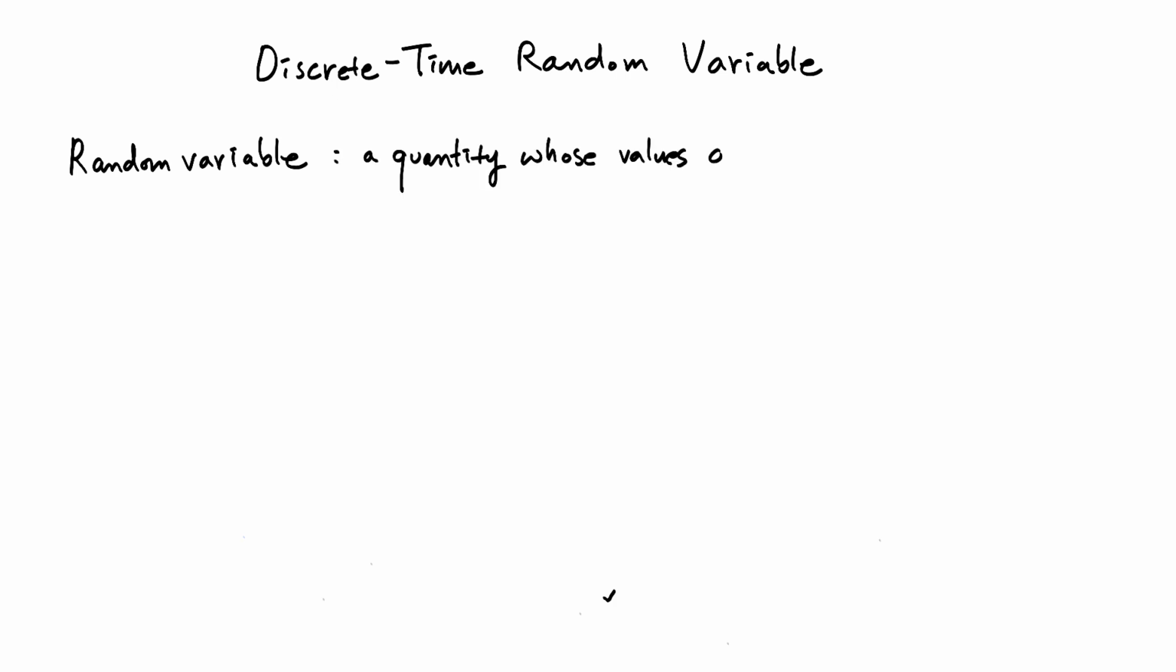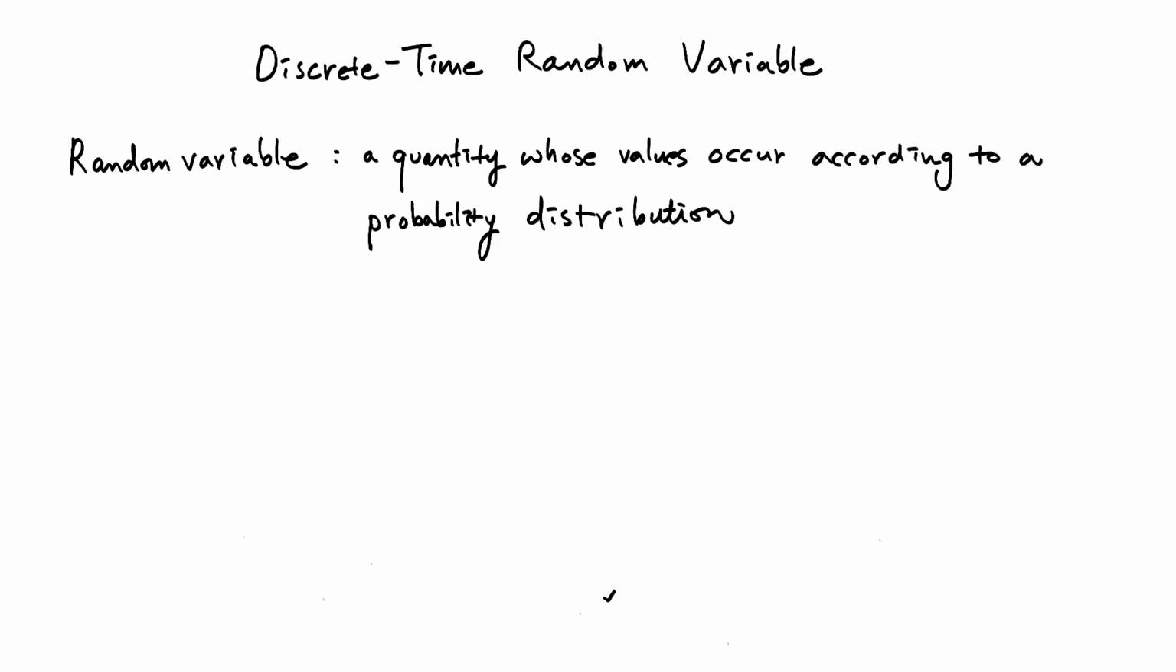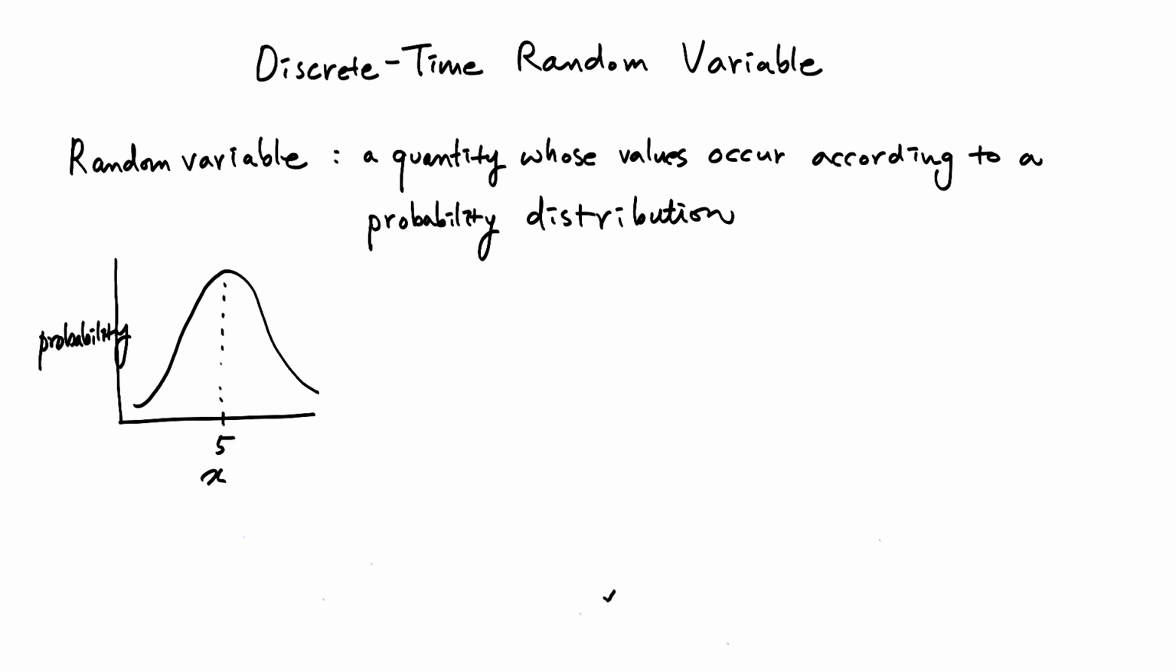Now I want to talk about discrete time random variable. So what is random variable? Random variable is a quantity whose values occur according to a probability distribution. For example, we may have a random variable called x and it may have this probability distribution. Maybe the average or mean value is 5 and it may have this kind of bell-shaped distribution.